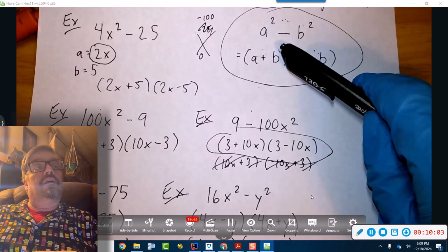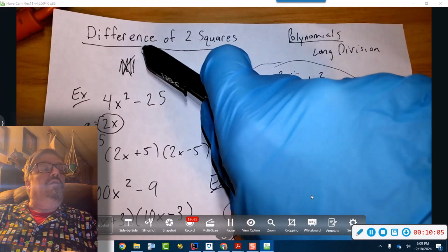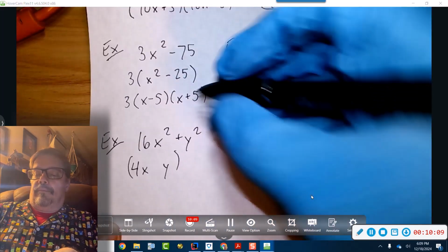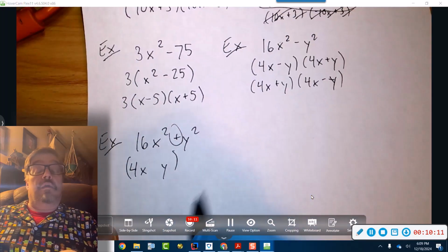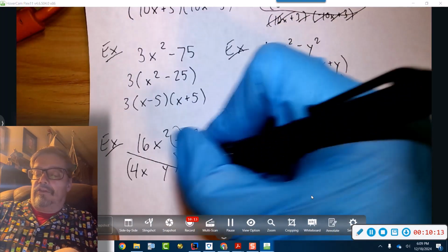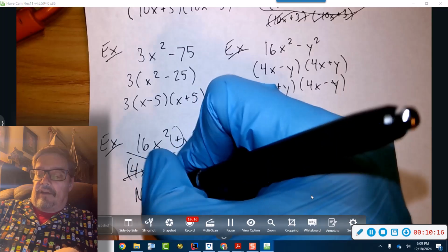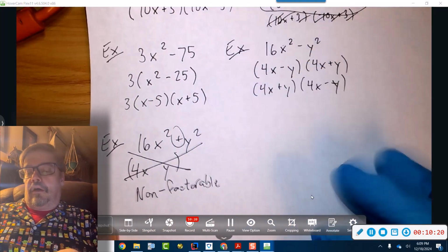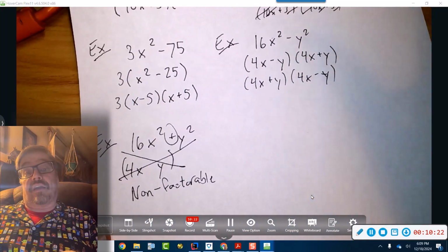That's supposed to be the difference of two squares. It does not say the sum of two squares. So if you ever see a sum between two squares, believe it or not, you actually can't do anything. This is non-factorable, immediately. Unless you can take a GCF, it is not factorable at all.